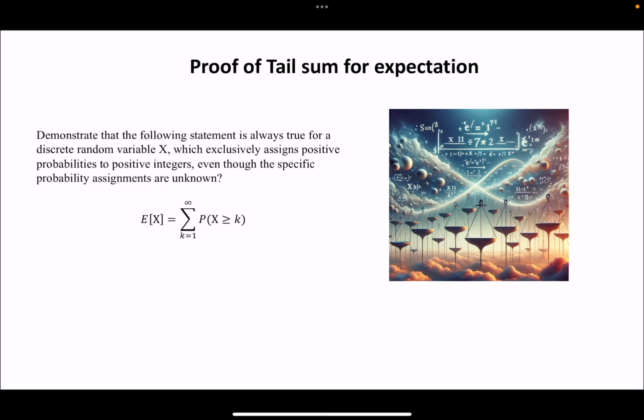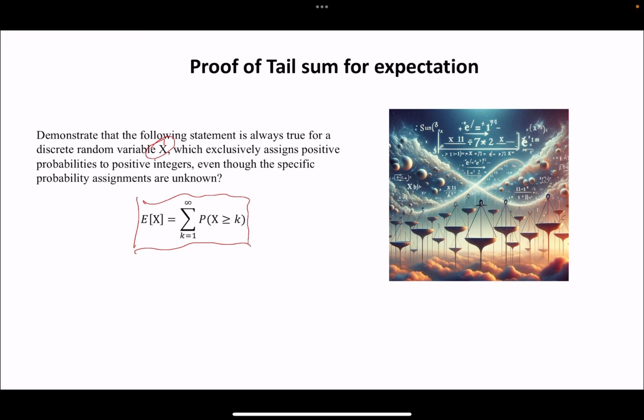Let's look at how to prove the tail sum of our expectation. The question is straightforward. Demonstrate that the following statement is always true for a discrete random variable X, which is a non-negative or a positive integer. But we don't know what the exact probability assigned is, and we want to prove these particular equalities.